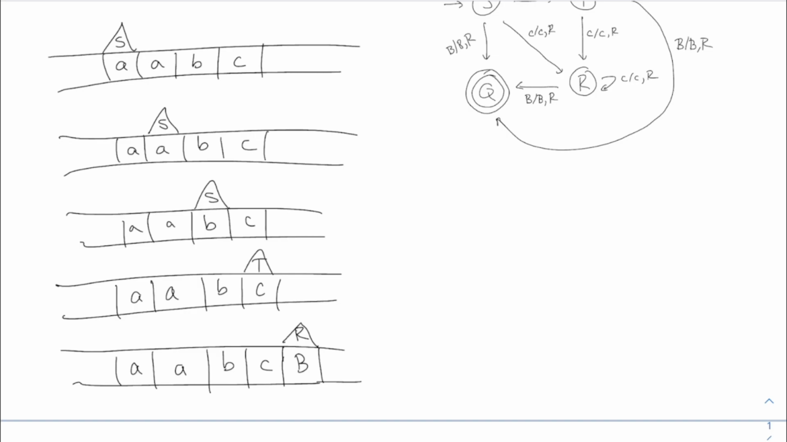All right. Now I am in state R looking at a blank. So from here, I don't follow this one. This is if you're in state R looking at a C. I do follow this one, and it says B/B, R.